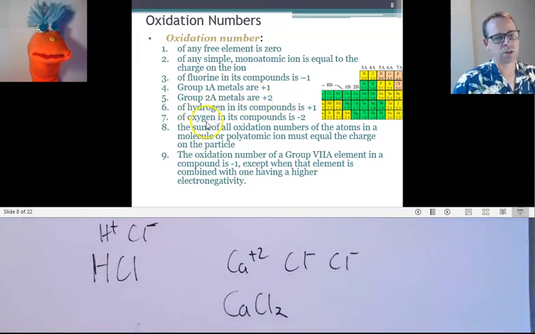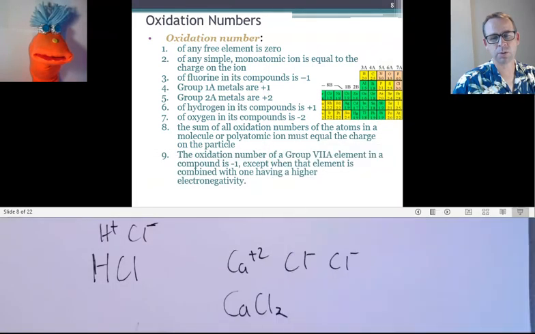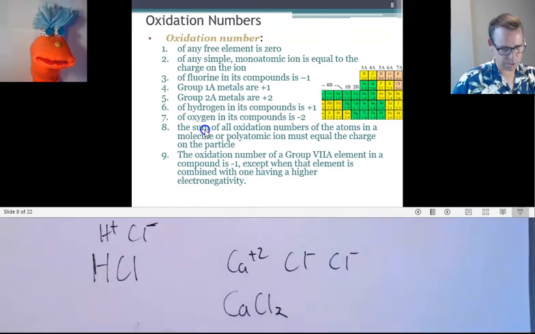Okay, oxygen. Oxygen is a -2 in all its species. That's, again, nothing hard to remember because we've always seen it want to gain 2 more electrons in the ionic compounds that it forms. Okay? And the sum of all the oxidation numbers of the atoms adds up to the charge on the species.